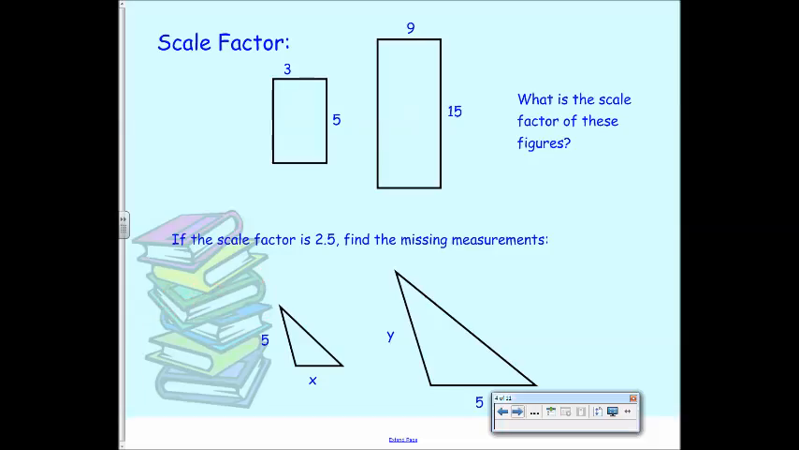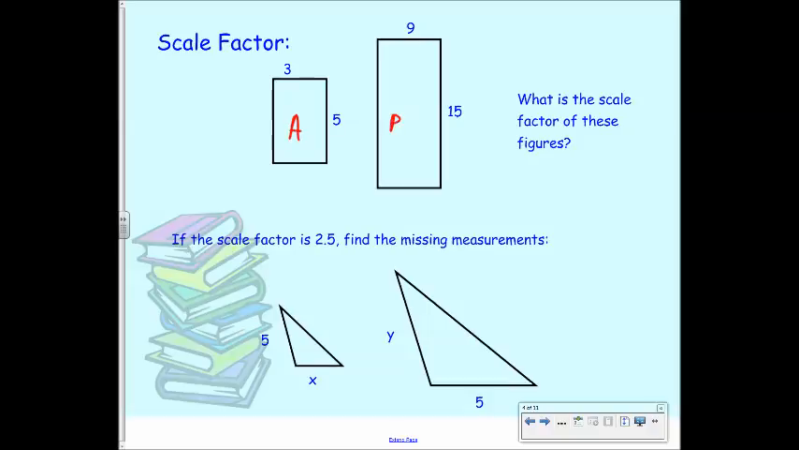Okay, so what's the scale factor of this rectangle here? It's 3. Why is it 3? Okay, so if we're going from A to B, the scale factor would be 3. Is this an enlargement or a reduction? Enlargement. All right, what's the scale factor here from 1 to 2? Is it an enlargement or a reduction?